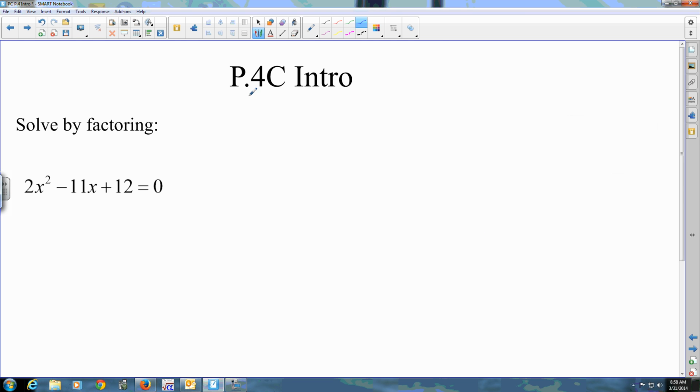Morning, everyone. This is for section P4, the second part. First thing I'm going to do is remind you guys how to solve by factoring. So we've been looking at factoring lately, so just remember to solve by factoring.